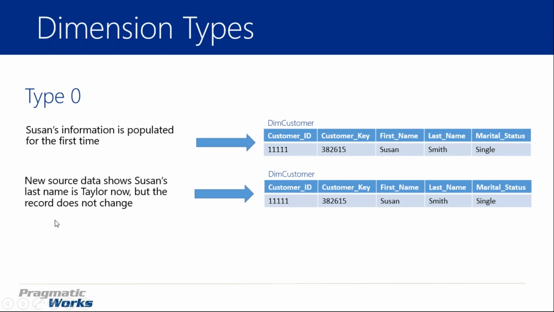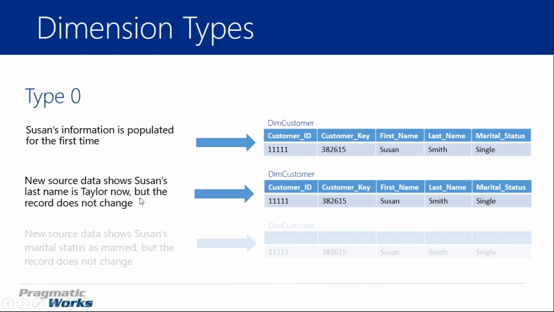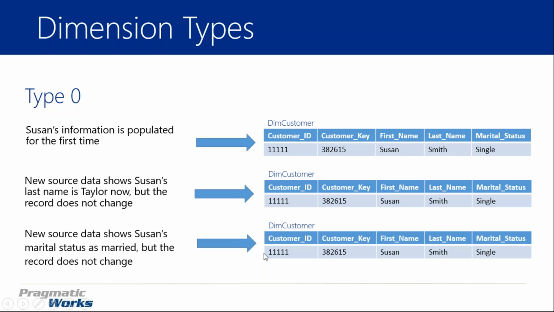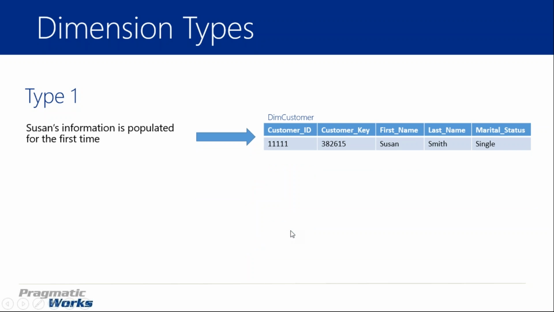However, when we go to load our dimension at night and we bring in the new information that her name is Taylor, we're going to ignore that change, and in our dimension table, it's going to just stay Susan Smith because we don't really care if people are changing their last names. It has no analytical value to us whatsoever, so we ignore it. All right, so that's what a type 0 is.